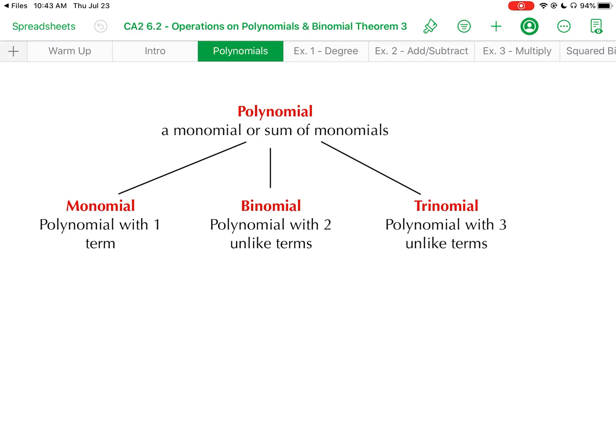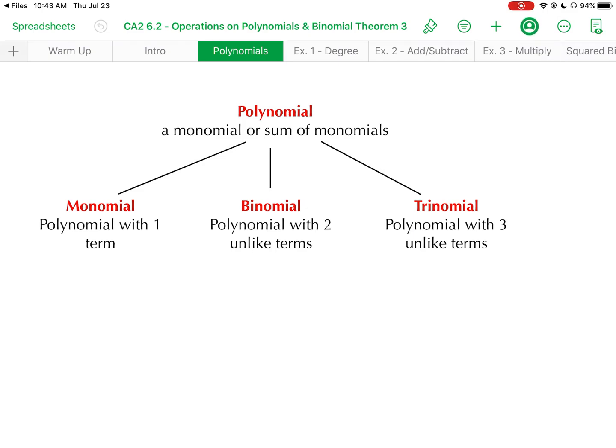Okay, so that tells me that all of the monomials that we studied in our first section can all be considered polynomials. Polynomial is just kind of a generalized term, okay? And then if you add or subtract any monomials together, those can be considered a polynomial as well.